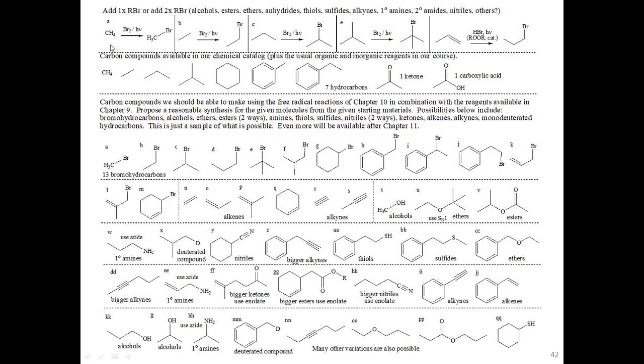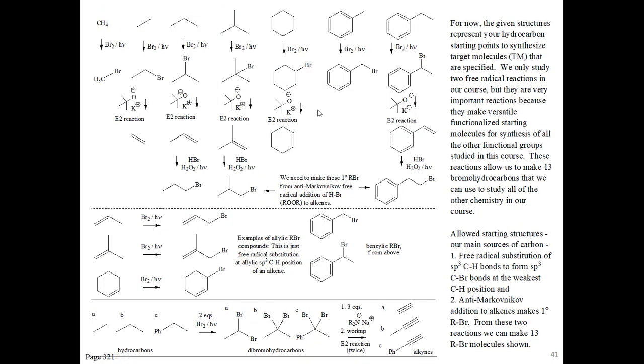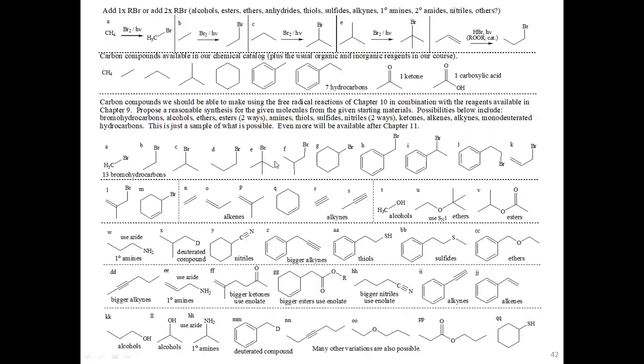Okay, so just kind of summarized a little bit of some of the reactions, the patterns that we can make. So here's our 7 starting hydrocarbons. Okay, and you might want to go back and look at that slide with all the possibilities in here. Okay, those are all the bromo compounds we can make. I think there's 13 of them.